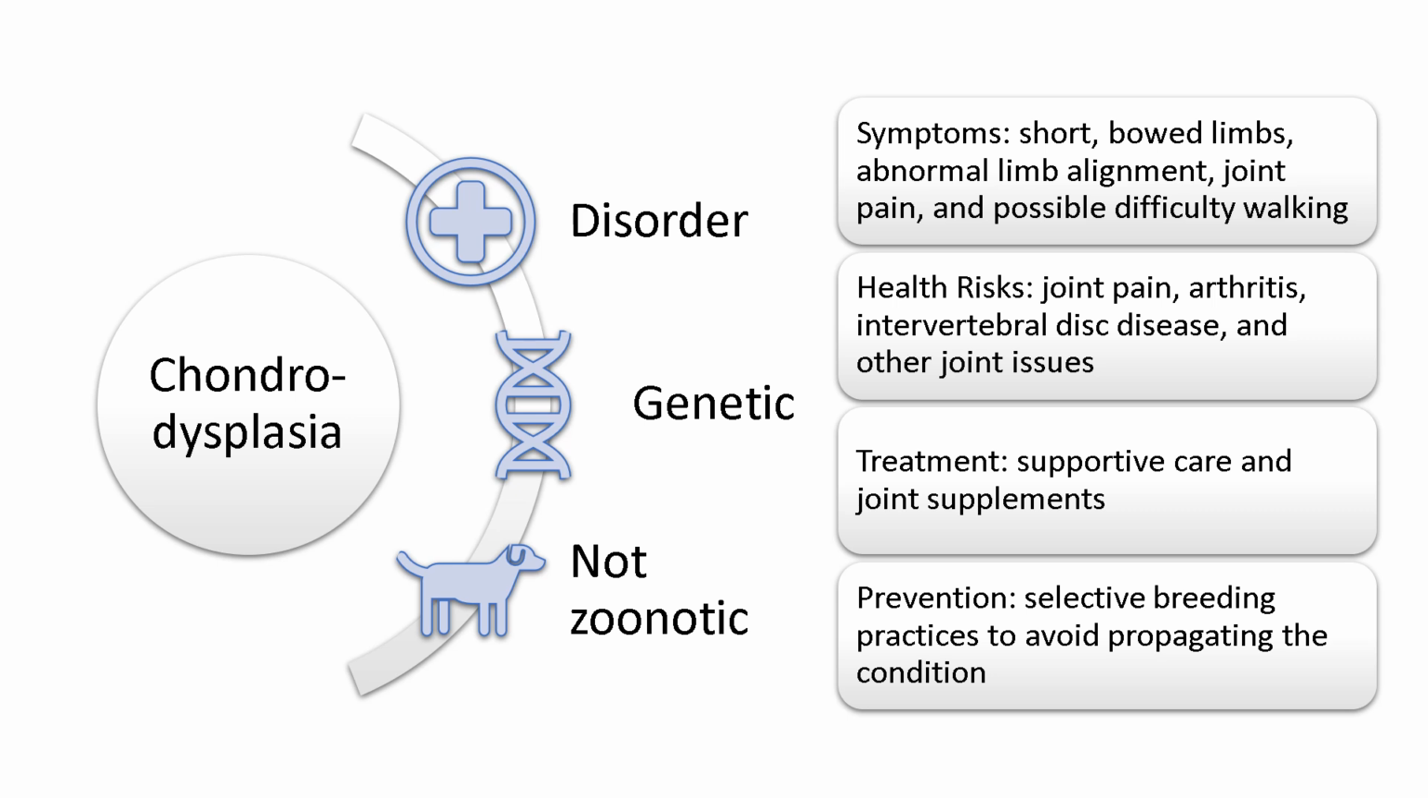Management involves supportive care such as weight management, low-impact exercise, and providing joint support supplements as recommended by a vet. In a salon, care should be taken with handling, lifting, and grooming to avoid putting stress on joints. Since it's genetic, prevention involves selective breeding practices to avoid propagating the condition. Prospective dog owners should research the breed predispositions and consult with breeders about health testing.